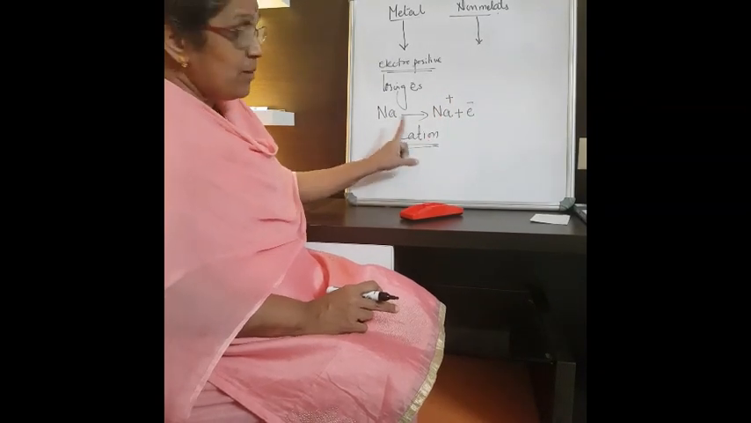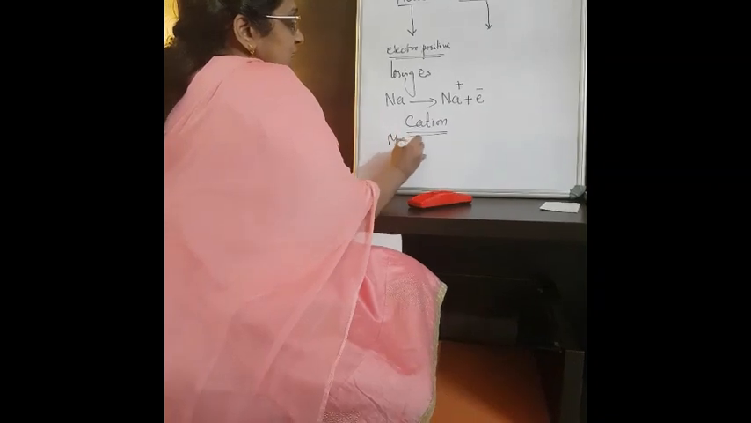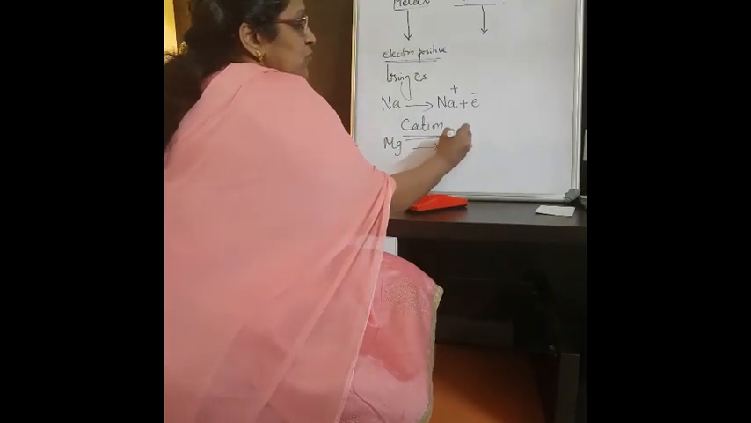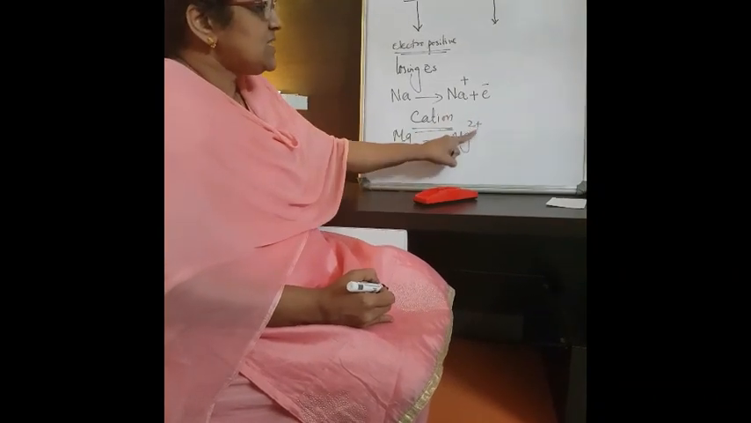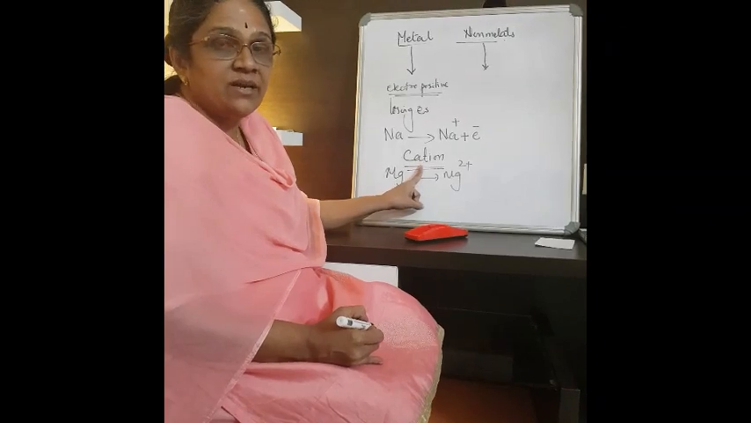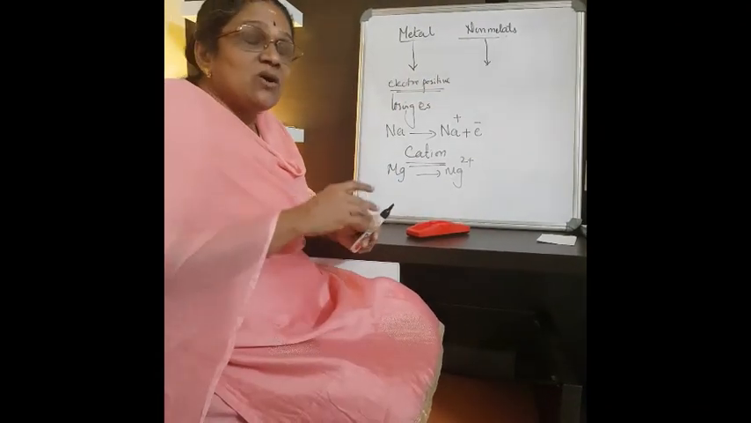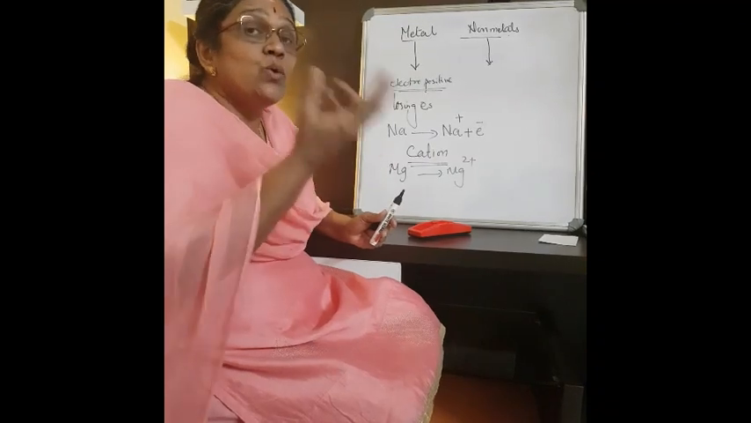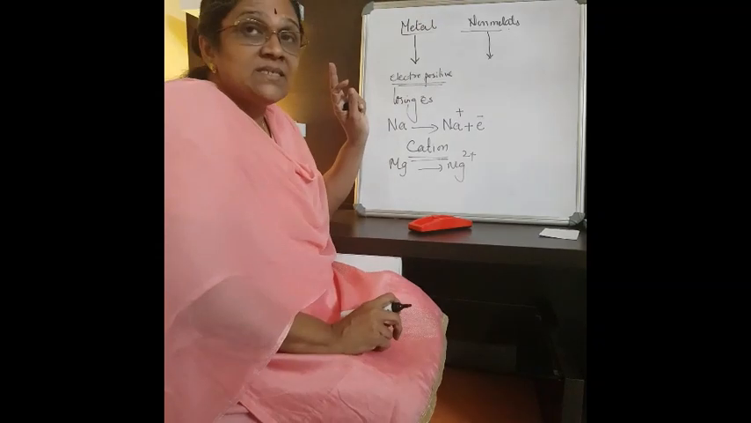What is a cation? It is formed by losing an electron. For example, see, magnesium will lose 2 electrons, so you get 2 plus, the valency that you studied. So, these positive ions are called cations. You got it? So, metals are electropositive in nature. That is, they always have a tendency to lose electrons. Clear?